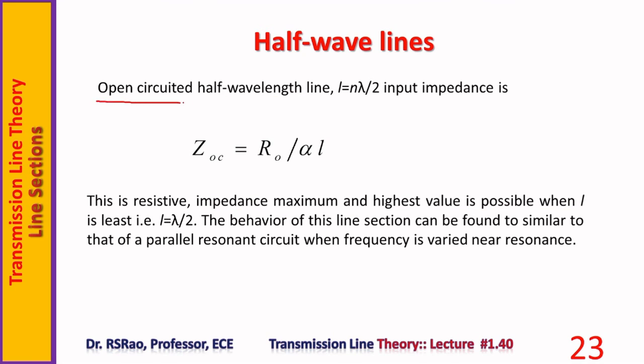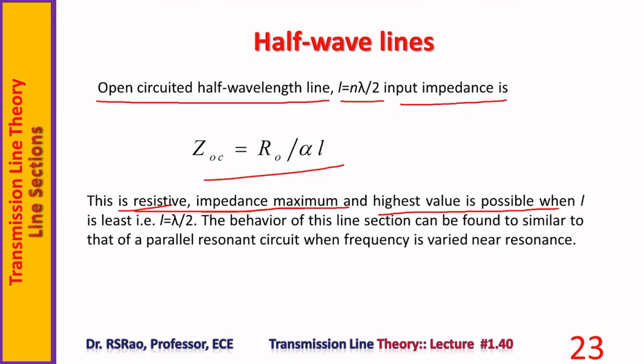Similarly, for an open circuited half wavelength line, L equal to n lambda by 2, the input impedance is R0 by alpha L. All these symbols have their usual meaning. This is resistive impedance maximum. The highest value is possible when L is the smallest possible, that is lambda by 2. The behavior of this line section can be found similar to that of a parallel resonant circuit when frequency is varied near its resonance.